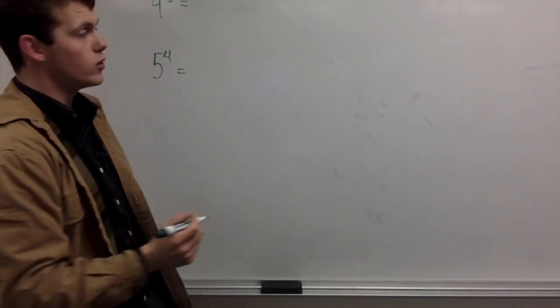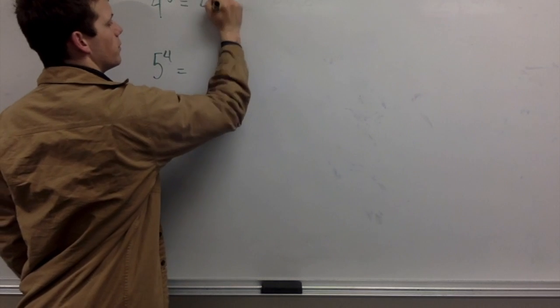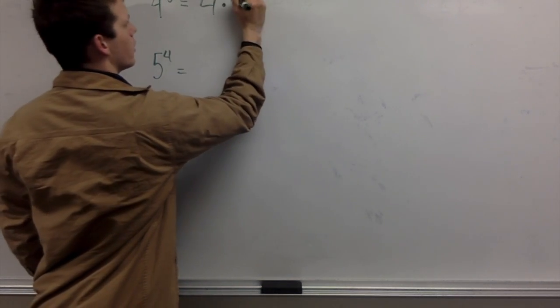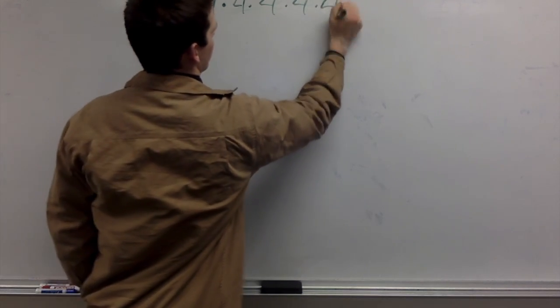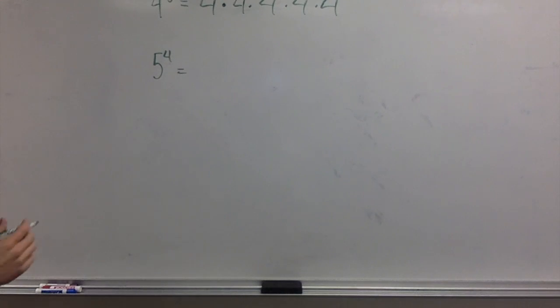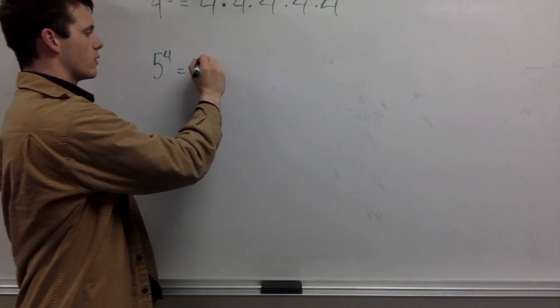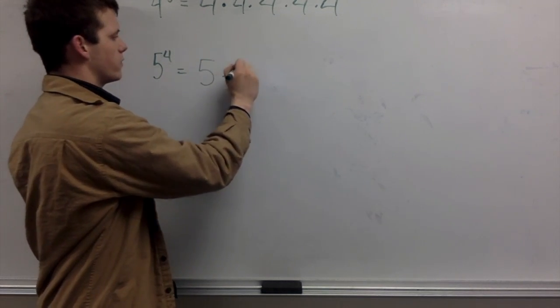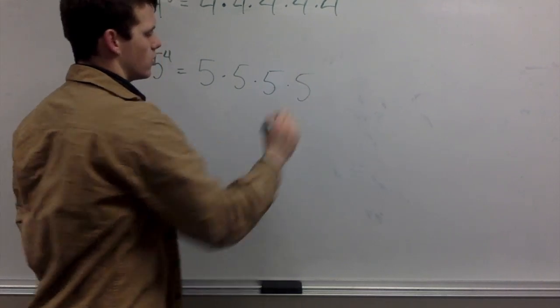Now, we're going to move into expanding our exponent. So 4 to the 5th simply means we take 4 times itself 5 times. There's 5 4s we multiply there. Whereas if we were to take 5 to the 4th, we get 5 times 5 times 5 times 5.